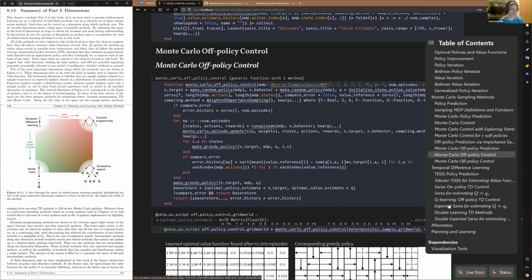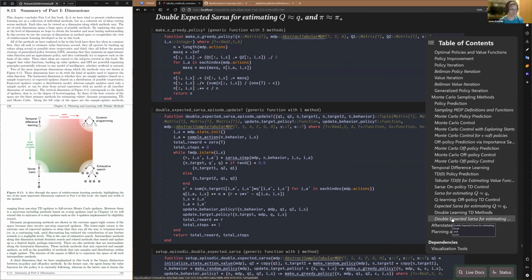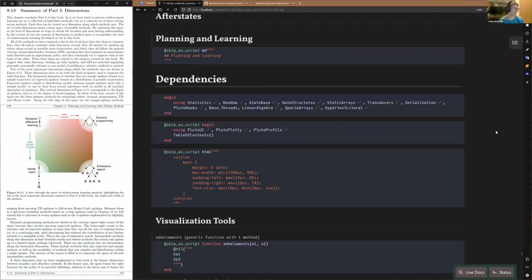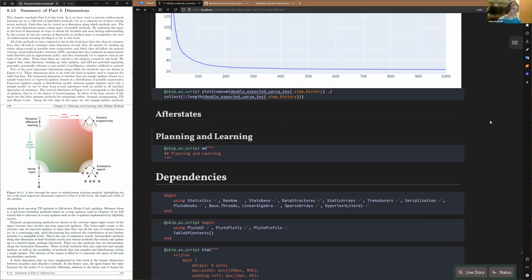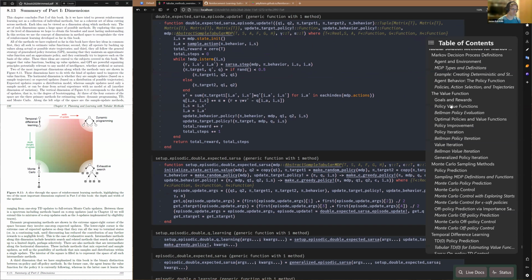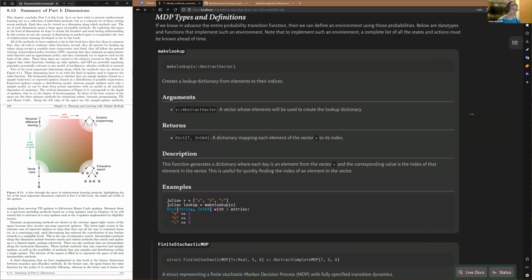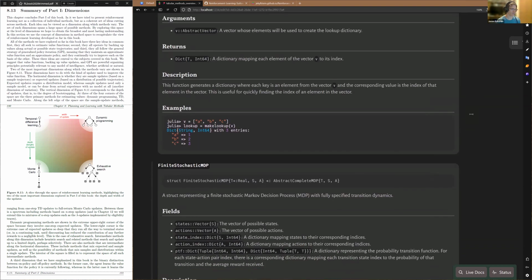Let's see here, I finished with at least the TD methods, and then I'll probably add a few more techniques from the planning and learning section, and probably something for after states, which I haven't added yet. But I may also still make some design changes to the types and functions. If anyone has any feedback on how to structure this, you can let me know.